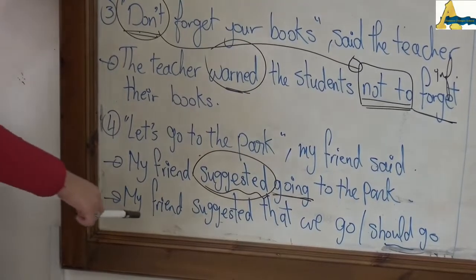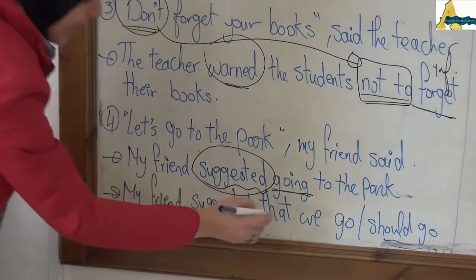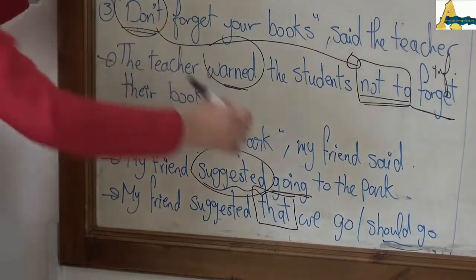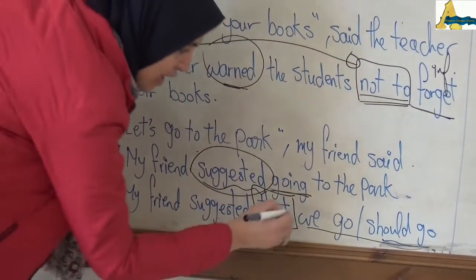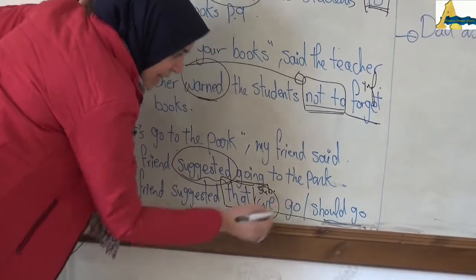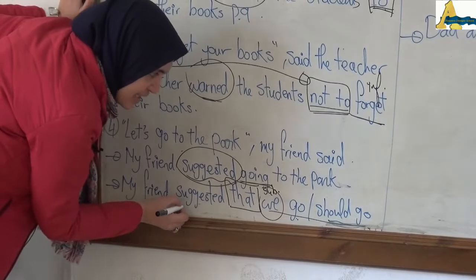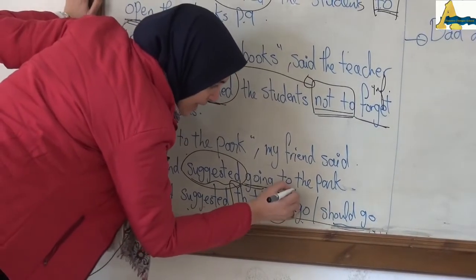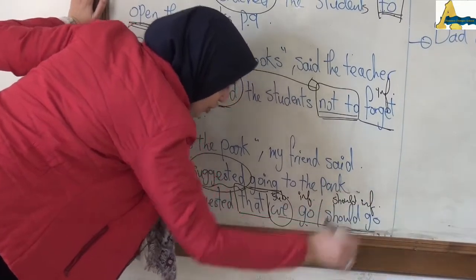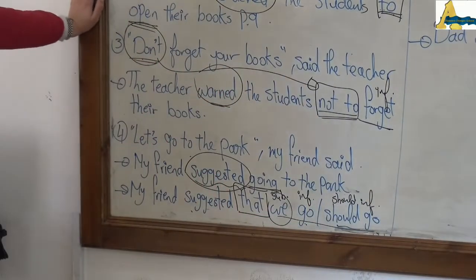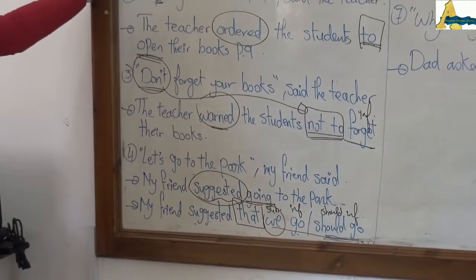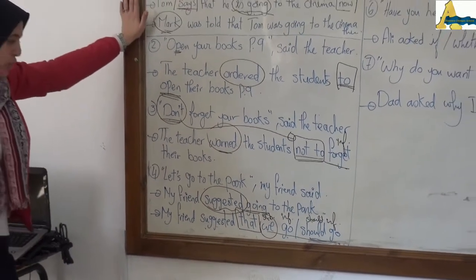And there is another way. I may say, my friend suggested that. And when I put that, any that in English has to be followed by a complete sentence. What is the meaning of complete sentence? We put here a subject, then a verb. The verb form that comes after suggested will be the infinitive or should plus infinitive. Does this go only with suggested? No. This goes with suggested, recommended, insisted. It's essential, it's crucial.